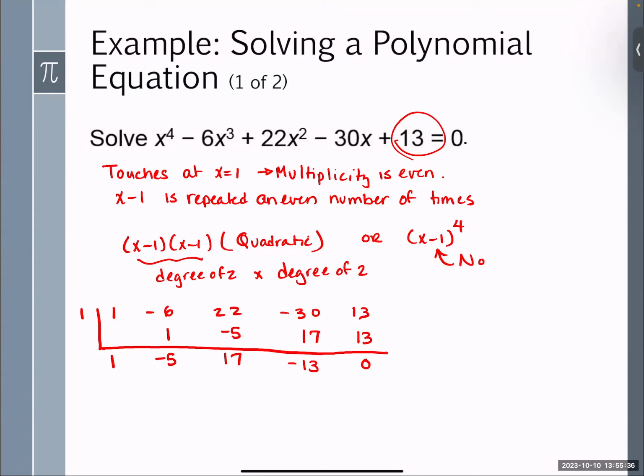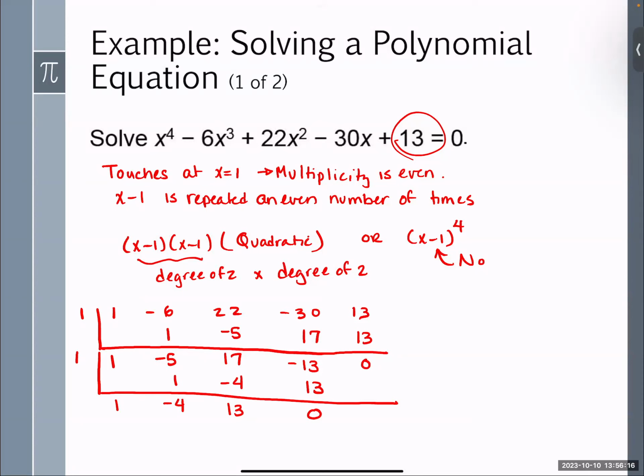I know x minus 1 is a factor. So if I divide this polynomial by x minus 1, I have to get a remainder of 0. And let's do this a second time. Let's divide it by x minus 1 again. Bring the 1 straight down. 1 times 1 is 1. Write that in the second column. Negative 5 plus 1 is negative 4. Negative 4 times 1 is negative 4. Write that in the third column. 17 minus 4 is 13. 13 times 1 is 13. Write that in the fourth column. Negative 13 plus 13 is 0. And that's exactly what I expected to happen.